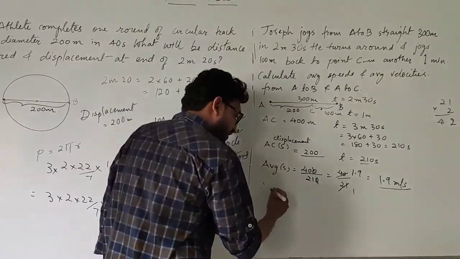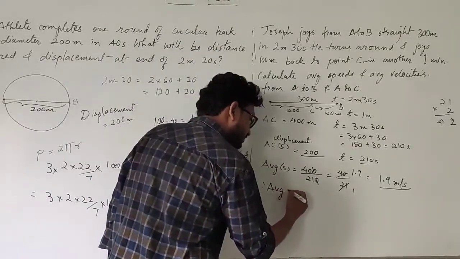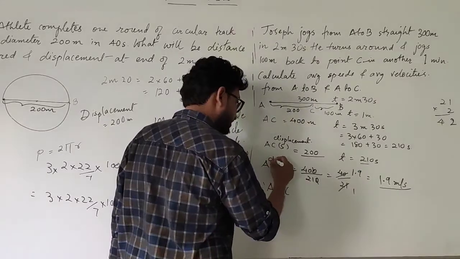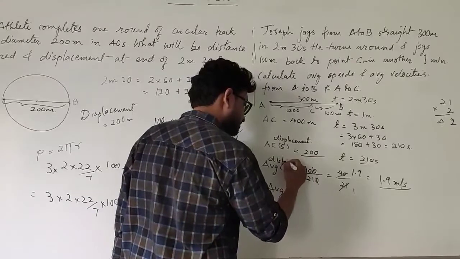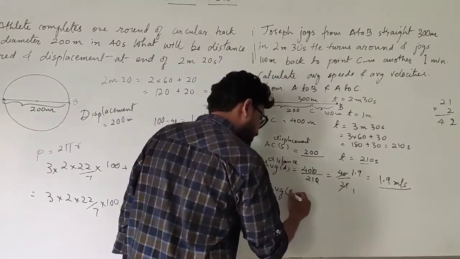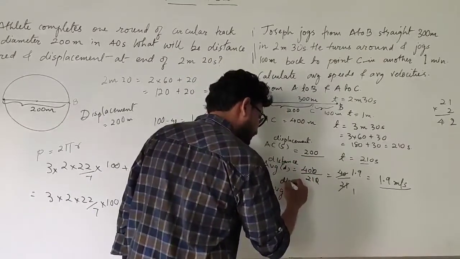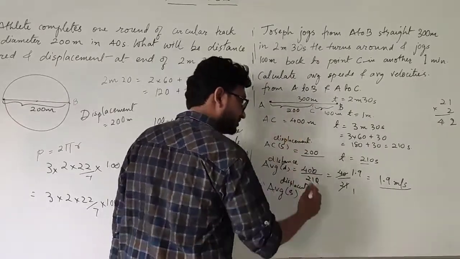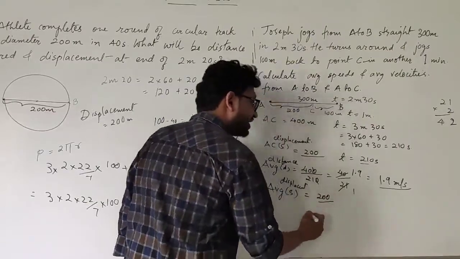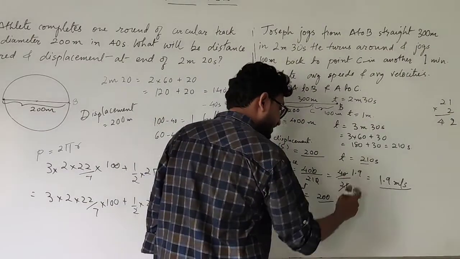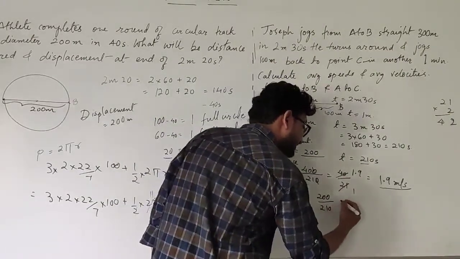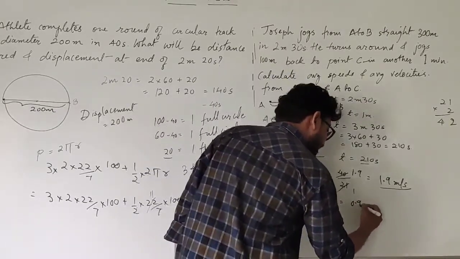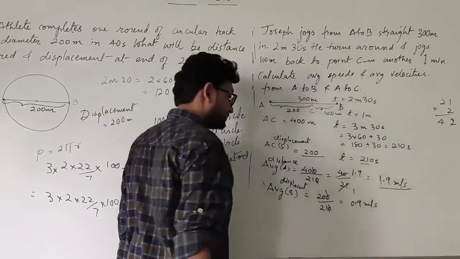And the next part we have average, this was average speed. Now we have average velocity. Now displacement is how much? Only 200 meters. So we have 200 meters, and once again it is divided by the same 210 seconds. So the answer once again you get is 0.9 meters per second. Okay?